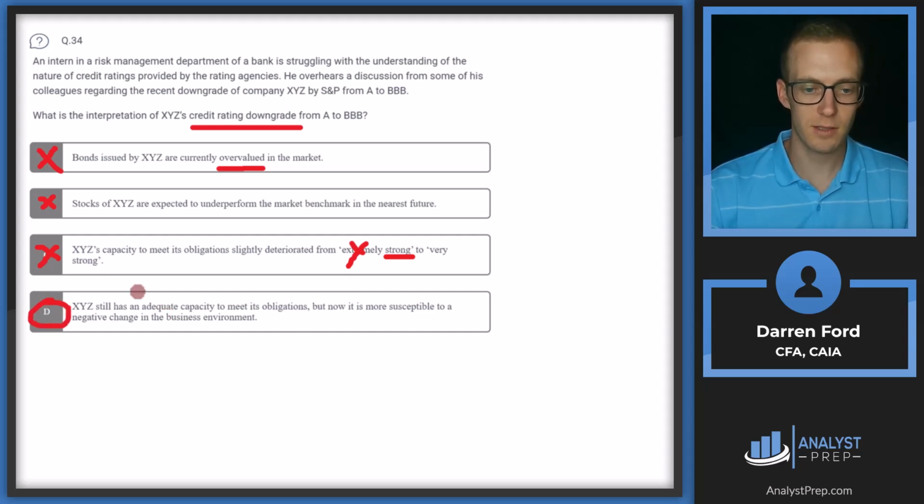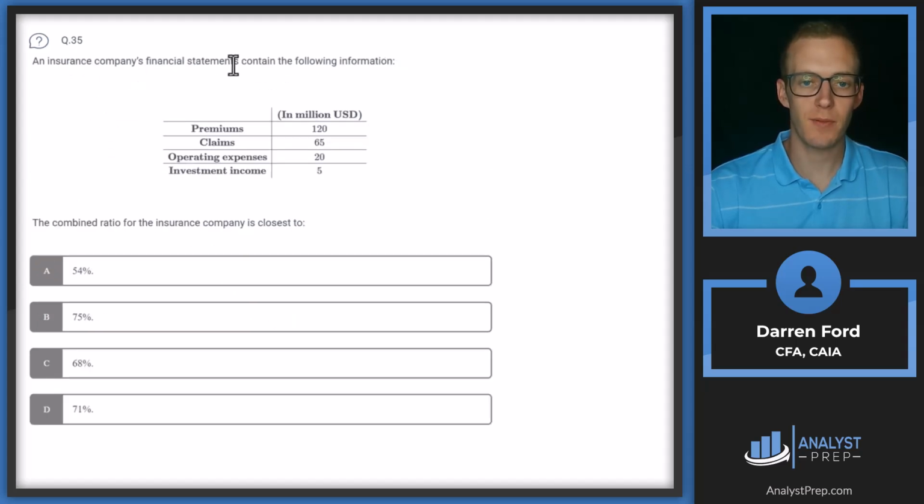Let's make sure it seems correct. XYZ still has adequate capacity. Going back to C, that technical definition of BBB is adequate to meet its obligations, but now is more susceptible to a negative change in the business environment. This sounds good. I mean, it's going from A to BBB. BBB is still investment grade, so it likely is able to meet financial obligations, but is more susceptible to the business environment. Answer D.